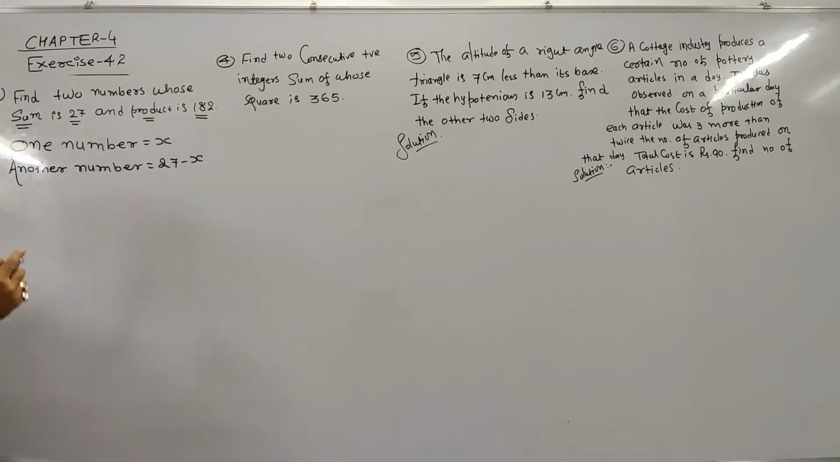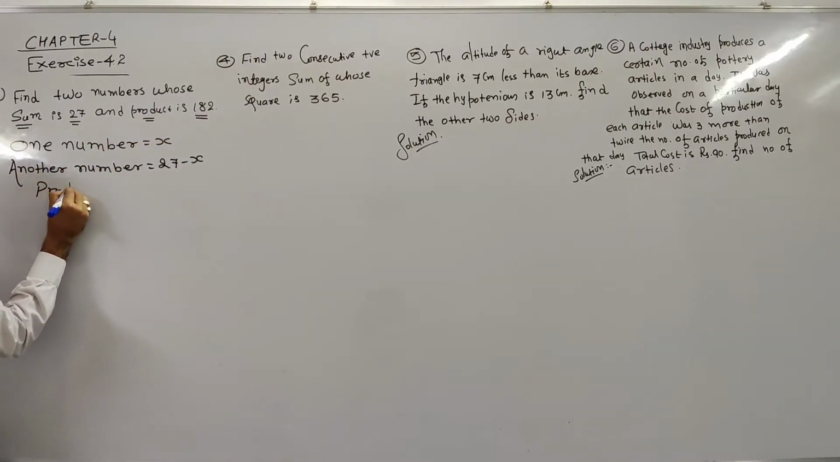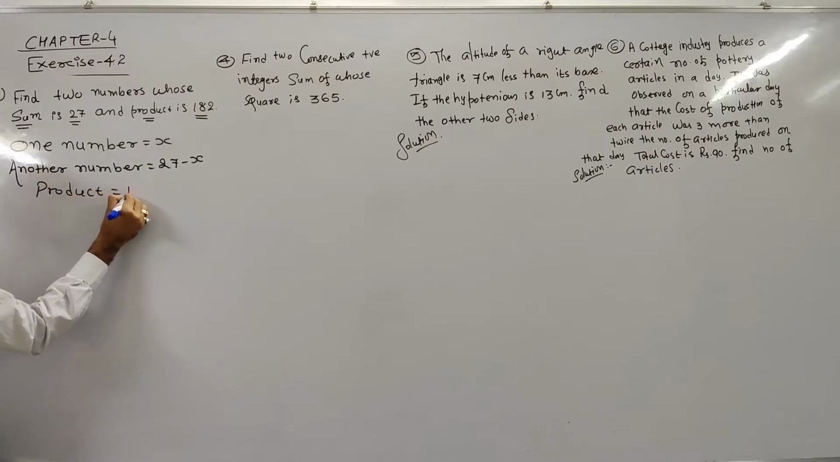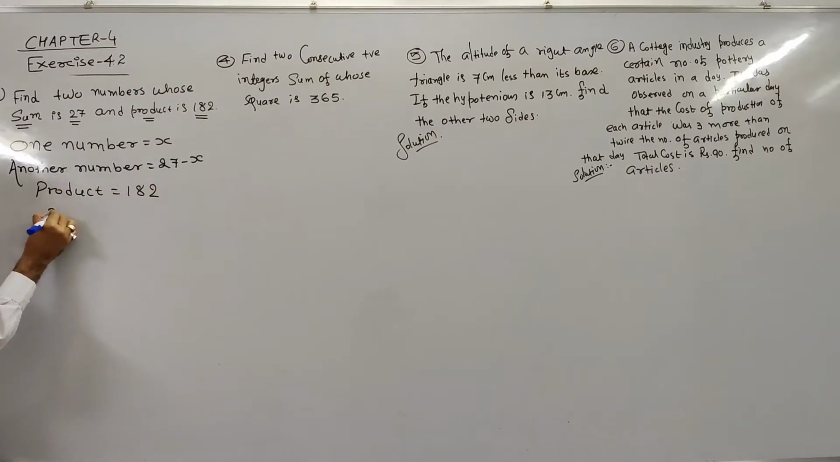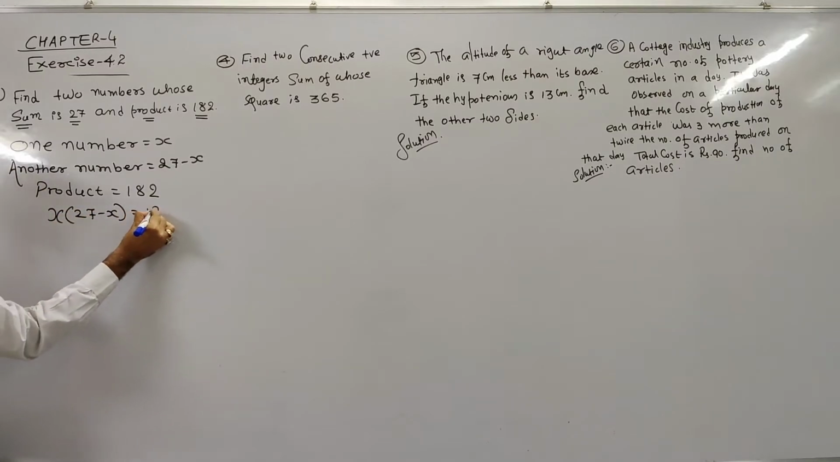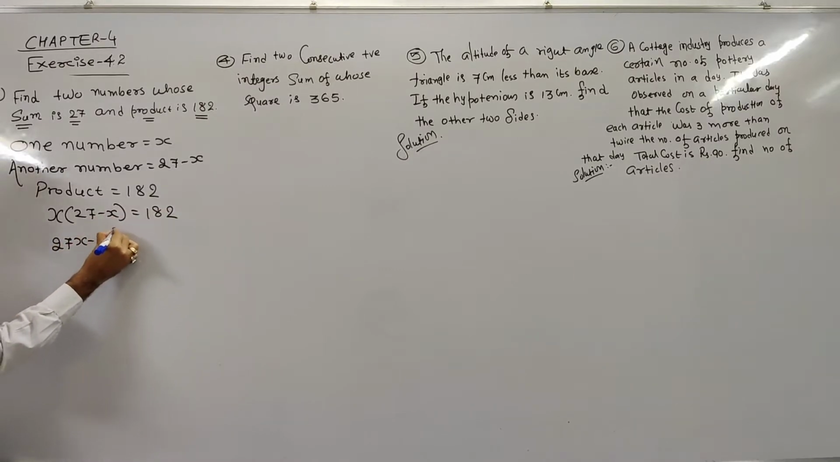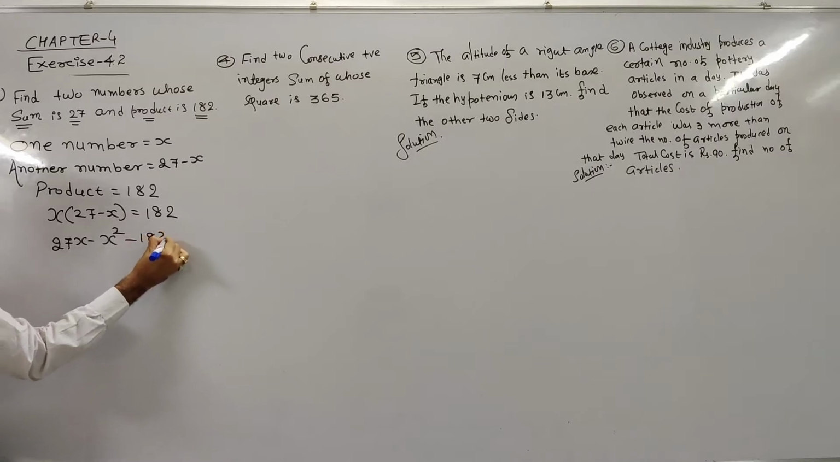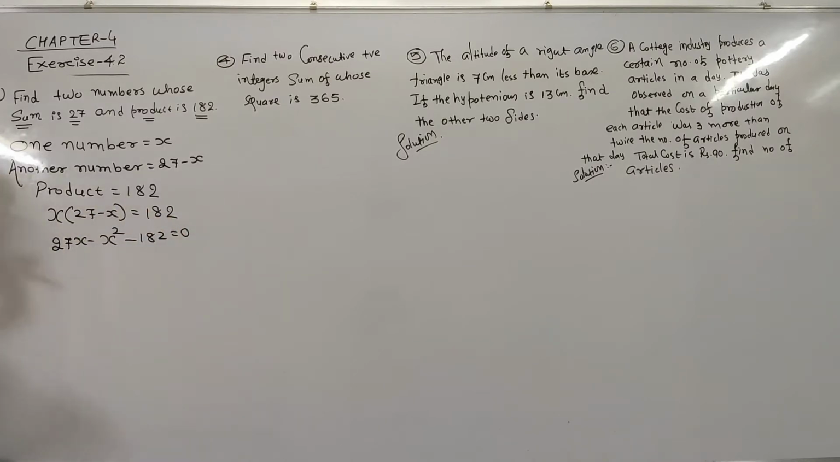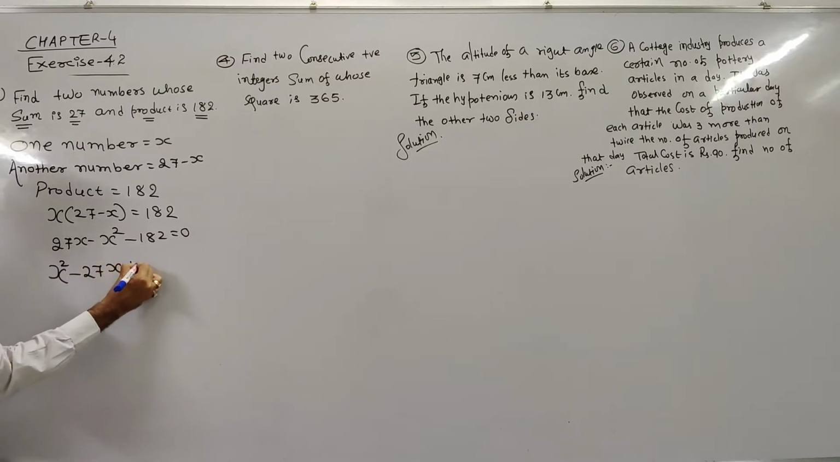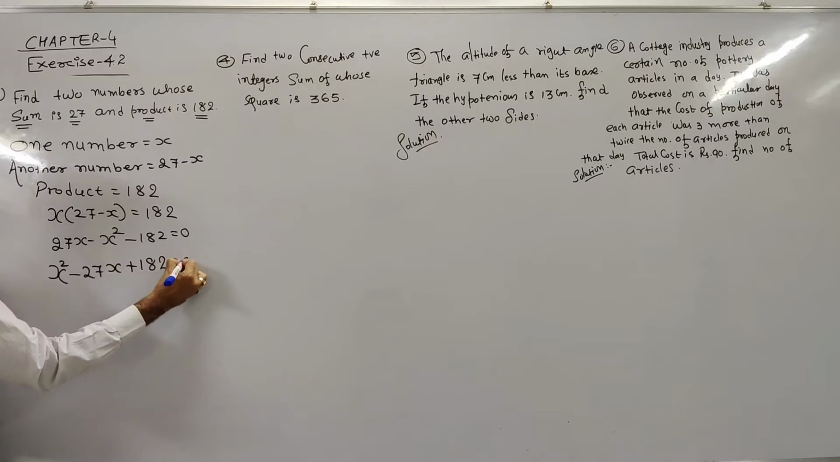Now their product is 182. Product means x into 27 minus x is equal to 182. So 27x minus x square minus 182 is equal to 0. If you arrange this in appropriate order, we say x square, this minus becomes plus, so this becomes minus 27x plus 182 is equal to 0.